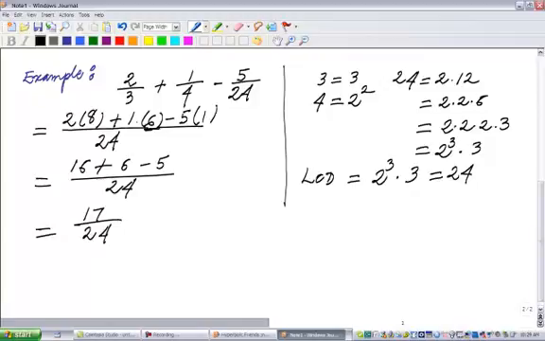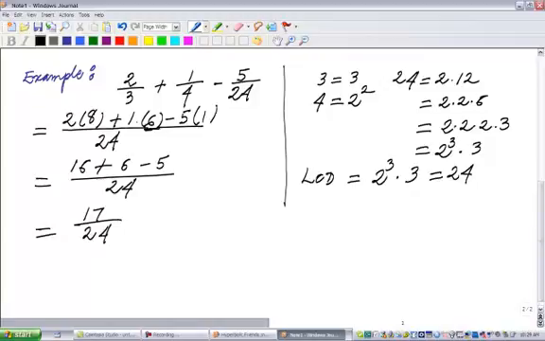What are the prime numbers in these factorizations? 2 and 3. So I take the highest power of 2 and 3, which is 2 cubed and 3. That gives me 24. So that's my LCD, my least common denominator. That goes in the denominator, okay? Making sense? Questions?